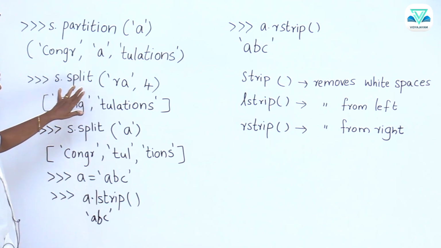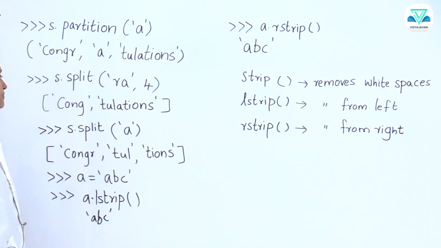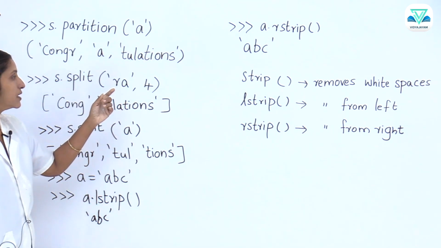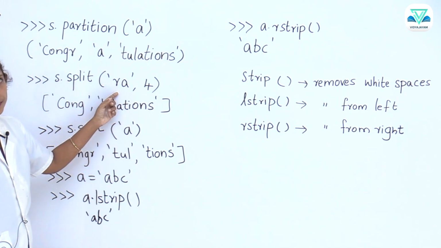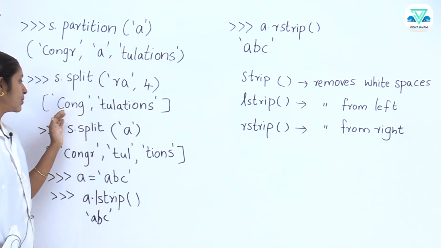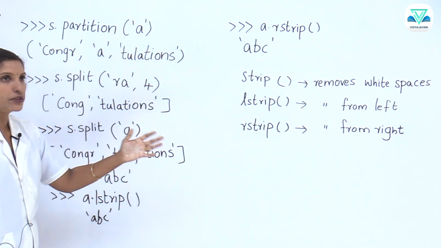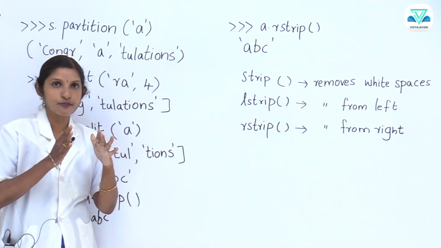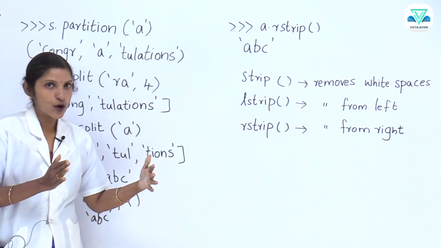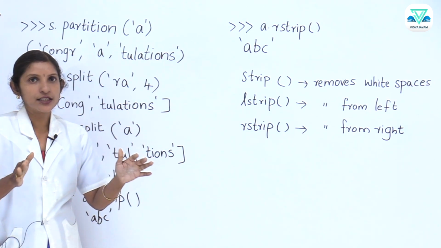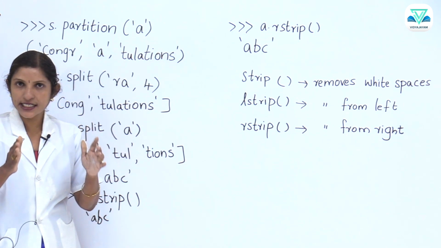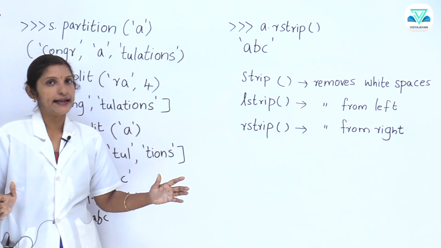Then s.split('RA', 4). That means here we are splitting. Congratulations is the word, so we are splitting after this particular letter combination of RA. So CONG will be there, RA will be omitted, and the rest will be there. So the split function is helping us to split the word based on the letter combination which is given there. That letter combination will not be displayed in the output, but it will display only the rest of the letters.